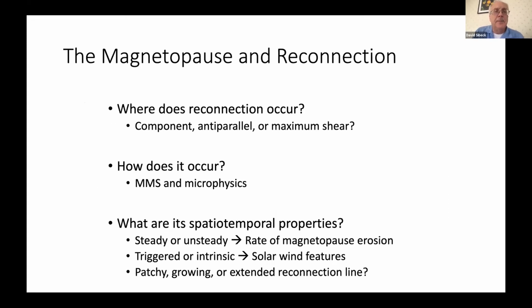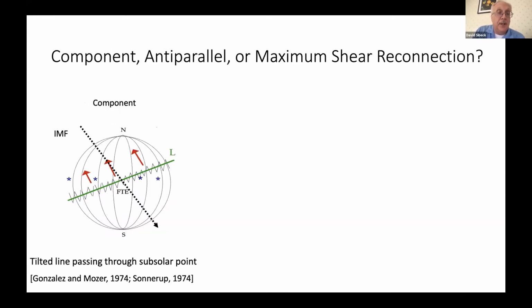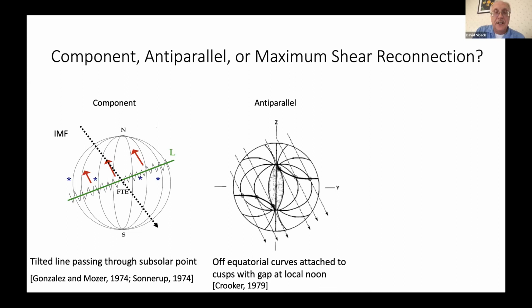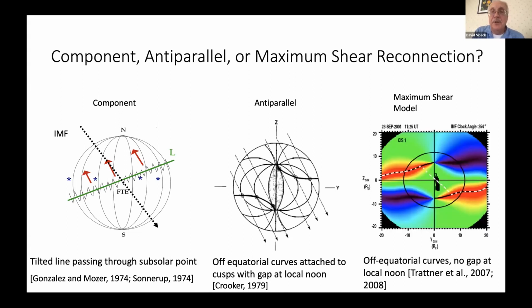What about the magnetopause and reconnection? Basic questions you might ask are, where does reconnection occur? How does it occur? What are its spatiotemporal properties? A lot of people in the olden days, and I'm an old timer, talked about the component reconnection model. And there was another model called anti-parallel. And now a model which seems to do the best job is kind of a mixture of the two, a little bit different principle, the maximum shear model, which tells you on the magnetopause where you think reconnection should occur.